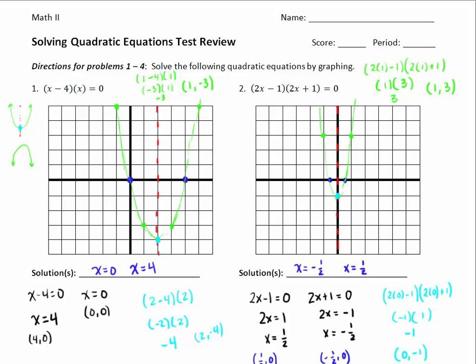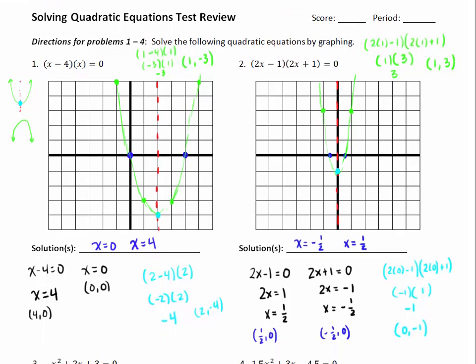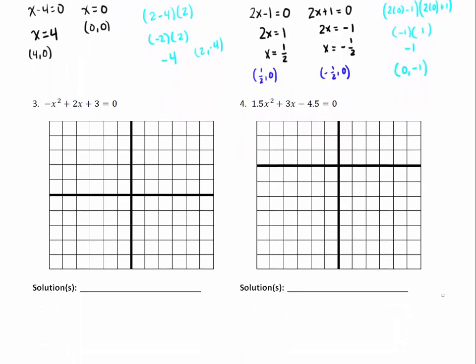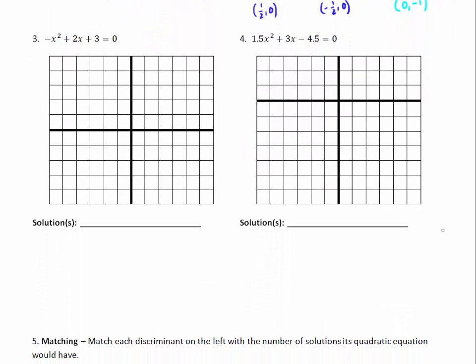All right, let's take a look at problem number 3. Once again, as we can see through problems 1 through 4, we are solving the following quadratic equations by graphing. So these two are in factored form, and we graphed those. But if you look at 3 and 4, these two are going to be in what's called standard form. So we're going to graph these in standard form. All right, so the first thing we want to talk about is what is standard form of a quadratic. And if you recall, I'm going to write it up here.